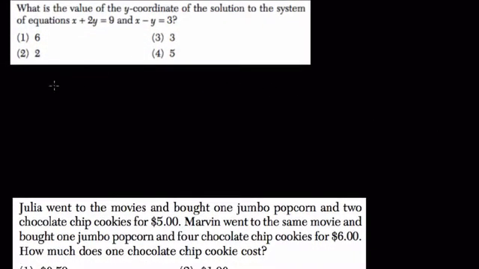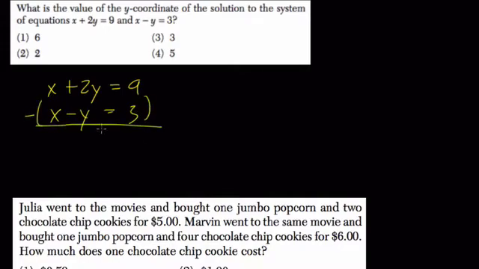Okay, what is the y value of the solution to the system? x plus 2y equals 9, and x minus y equals 3. Well, since the x's are equal here, I'm going to cancel them out by subtracting. x minus x is 0, 2y minus negative y is 3y, and 9 minus 3 is 6. Divide both sides by 3, and y equals 2. So they want to know what the y value is, and that's it. It's 2.